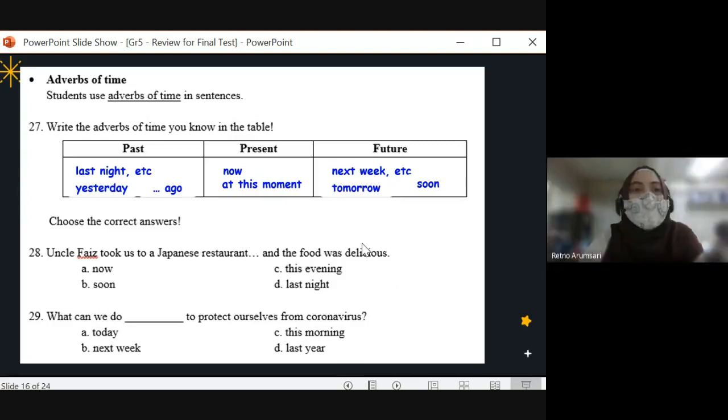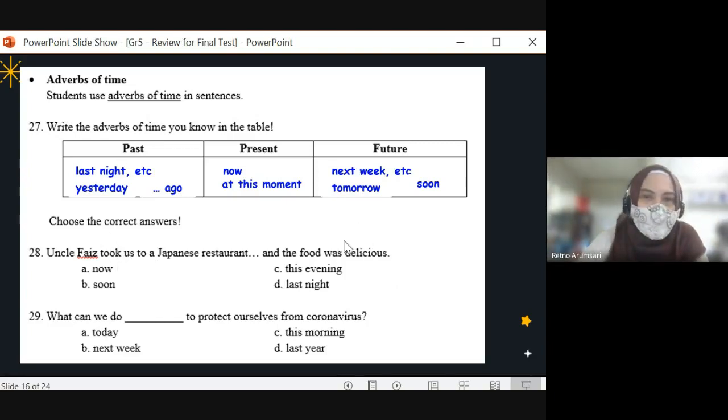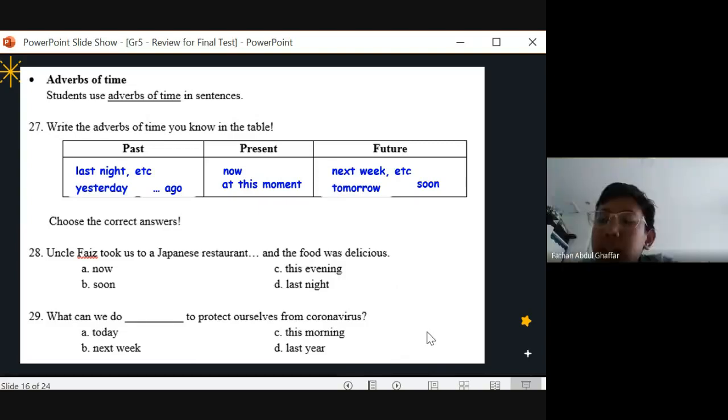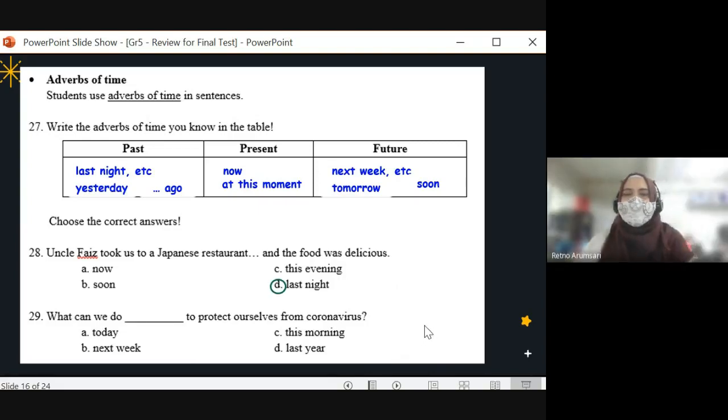Past. In the past, yes. Took is a verb too, and was is also a verb too. So it must happen in the past. What is the best adverb of time for number 28? Last night. Last night. Yes, that's right.